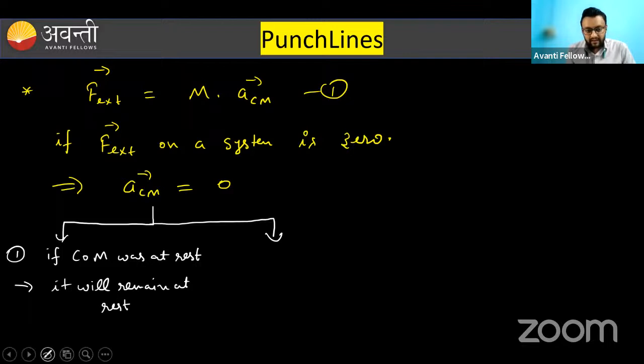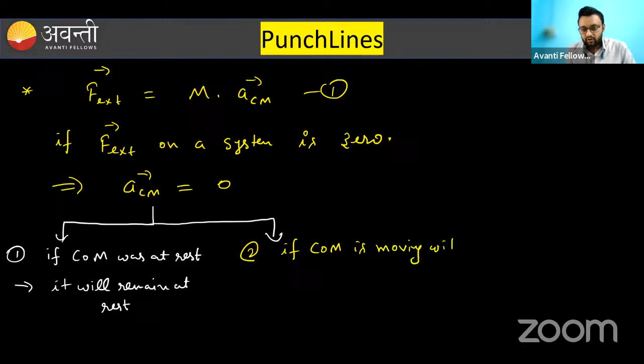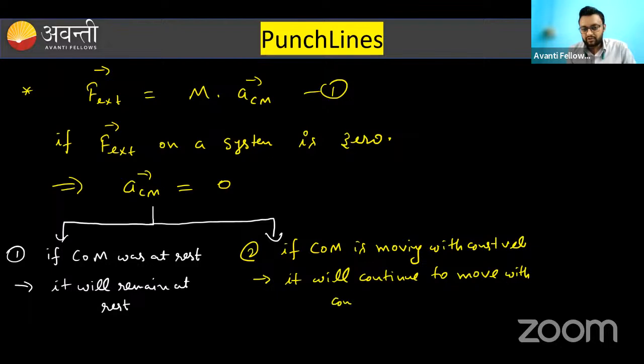Second situation that may arise is what if center of mass is moving with constant velocity, then what will happen? It will continue to move with constant velocity.